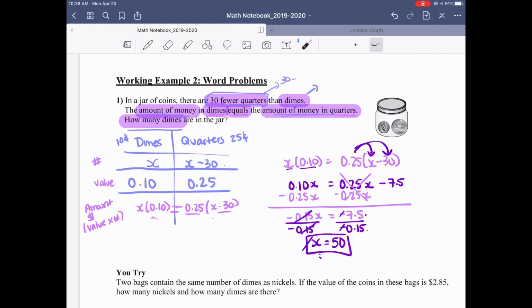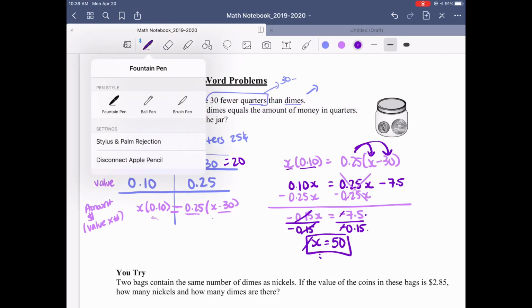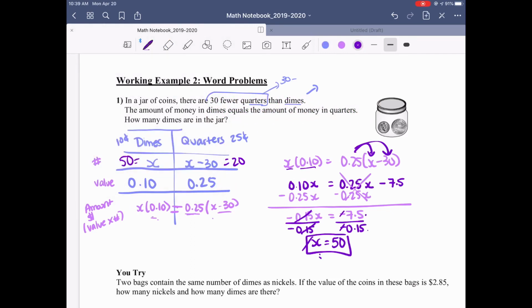Now, if it asked us how many quarters are in the jar, all we would have to do is take this 50 and subtract 30 from it. So it would be 50 dimes and 20 quarters. And if you check if it works, it says the amount of money in the dimes equals the amount of money in quarters. So let's check if that's true.